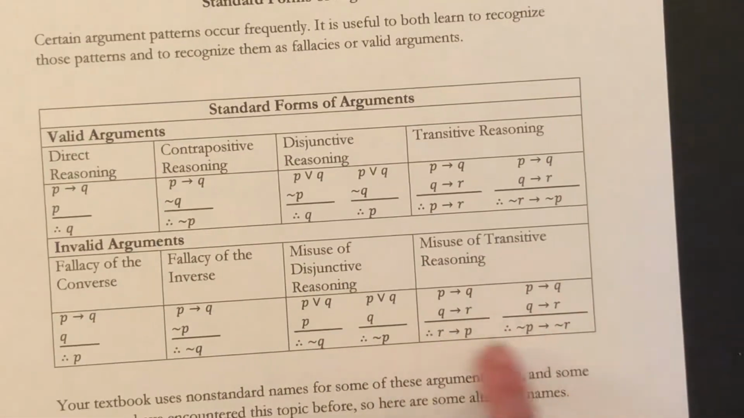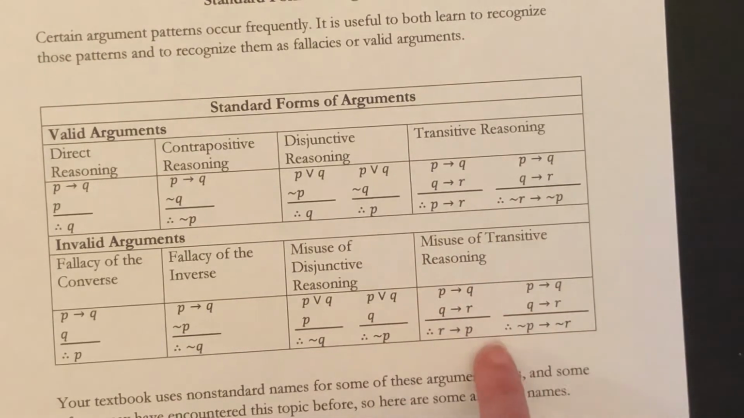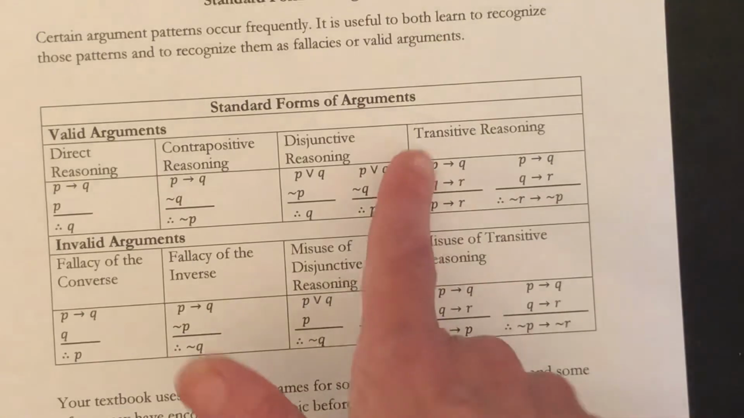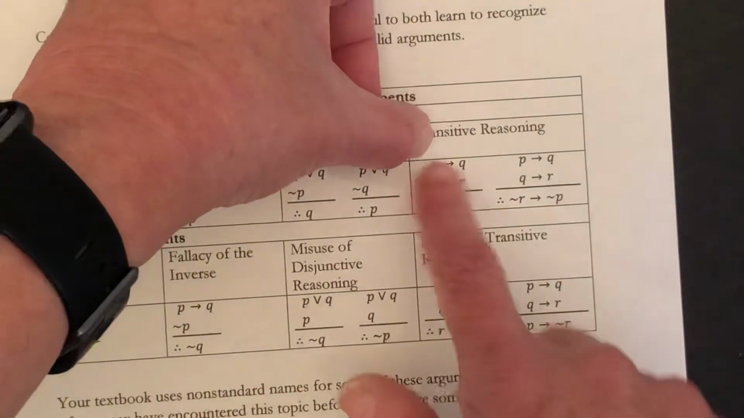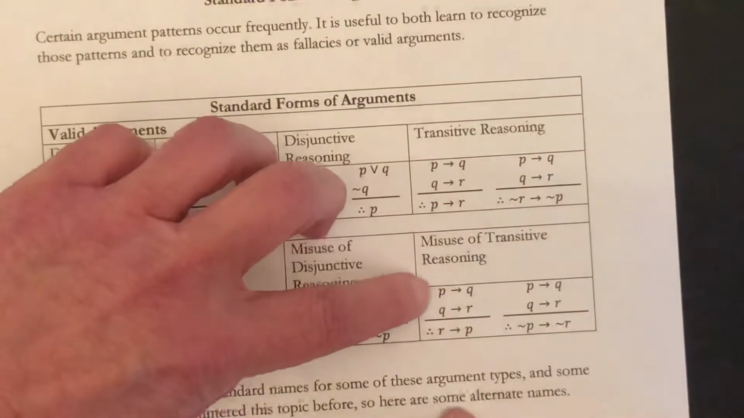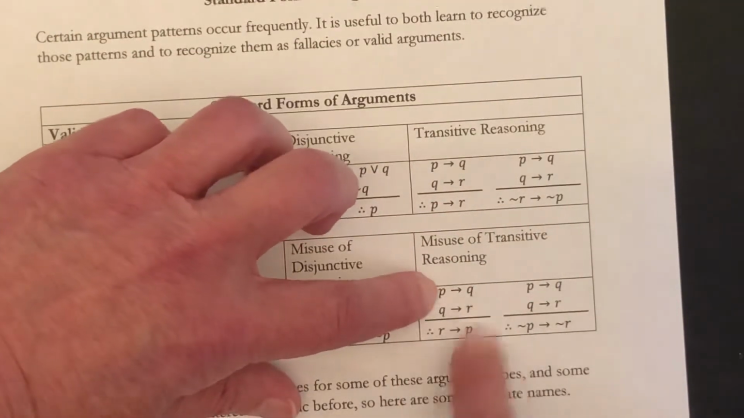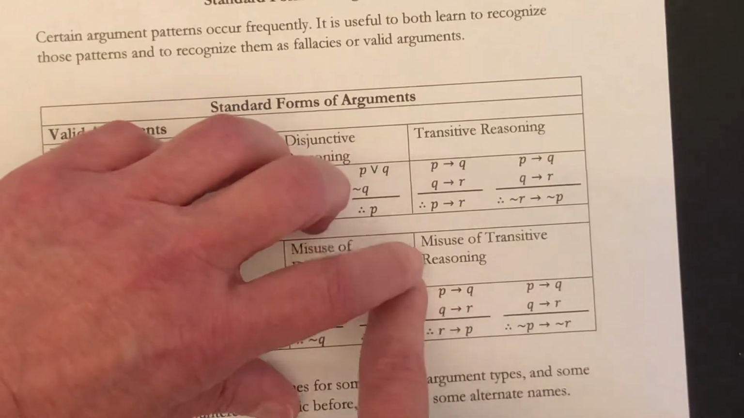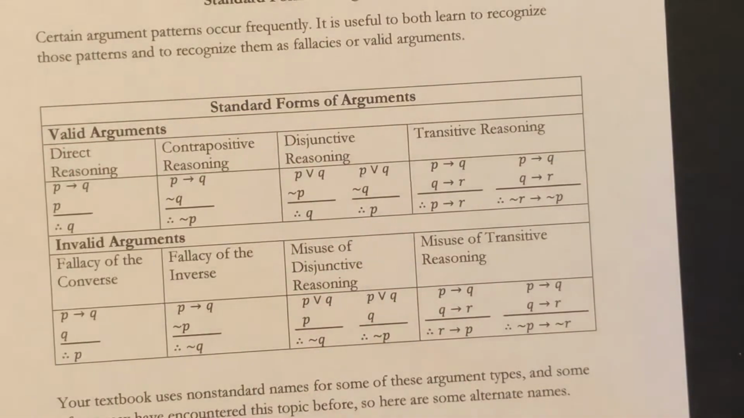And then you have this misuse of transitive, and basically it's doing the same thing as you can't work backwards. So on this one, you start with P and you travel to R. This one, you travel from P to R, but you can't start at R and go back to P because conditionals don't necessarily work in the opposite direction.